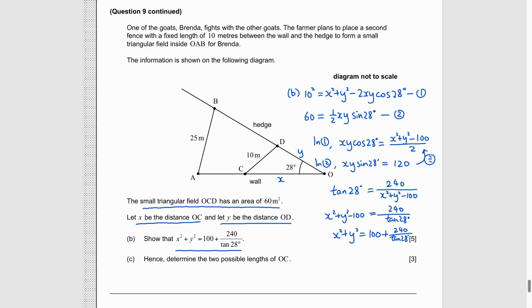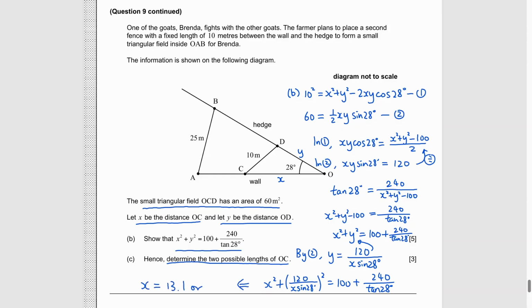Finally, we need to find the two possible values for OC, which is x. To do this, we make y the subject from the second equation and substitute it back into the expression we derived in part B. This gives us a single equation in terms of x only. Using the calculator, we can solve the equation to find the two possible values of x.